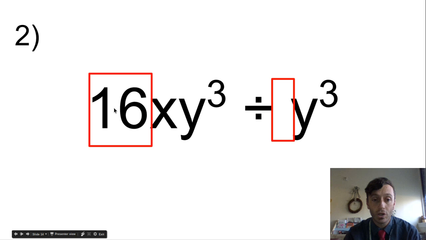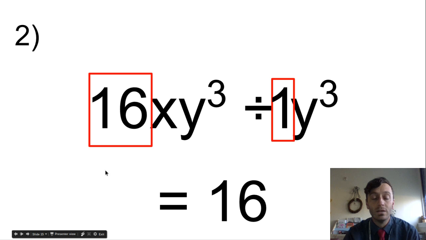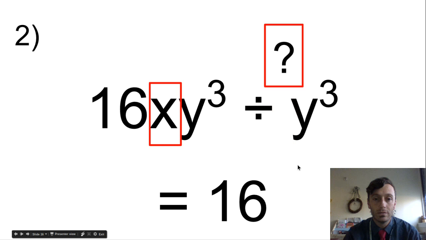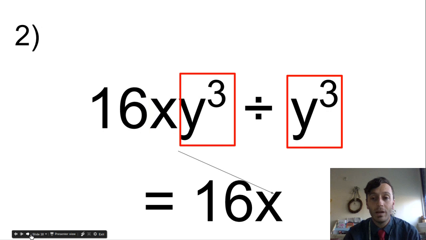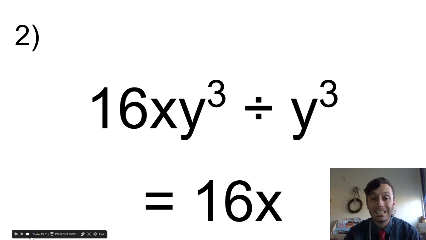All right, so look at your coefficients. I've got 16 and then no coefficient, but we should know that that means the coefficient in front of y cubed is 1. 16 divided by 1 is 16. So that's our coefficient for our answer. Next step, x. There's no x on the other side, right? We can't divide x by an x that doesn't exist, so we just drag that first x on down. And then our next variable, y cubed divided by y cubed. Anything divided by itself equals 1. We don't need to drag that 1 down. So our answer is going to just be 16x.